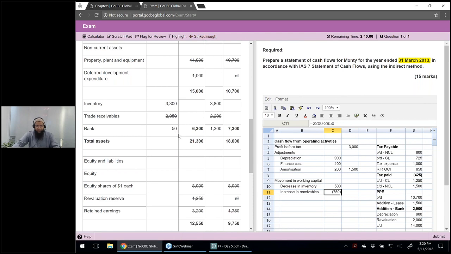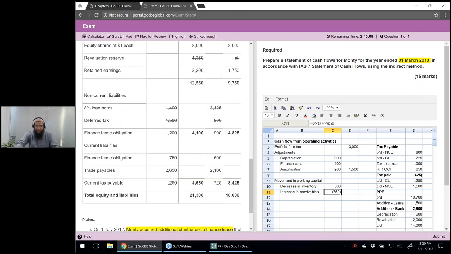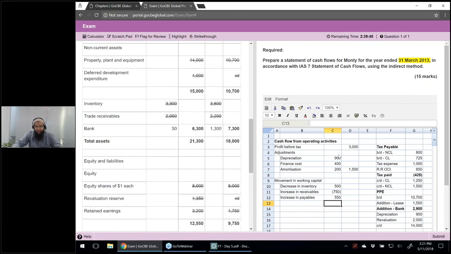Now let's see the trade payables. The trade payables are also increasing, so the increase in payables is going to be 2650 minus 2100. This will be positive because an increase in payables is going to support our cash. Now if we see, the entire balance sheet movement has been incorporated except for the bank. So let's calculate the sum of these values.